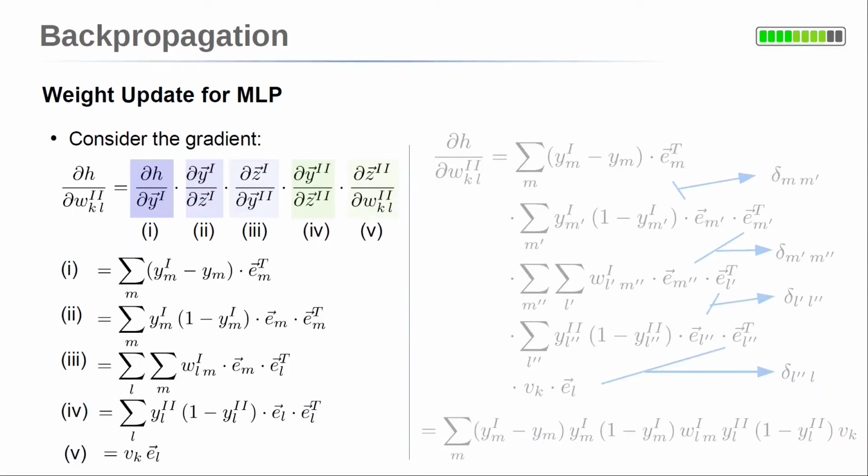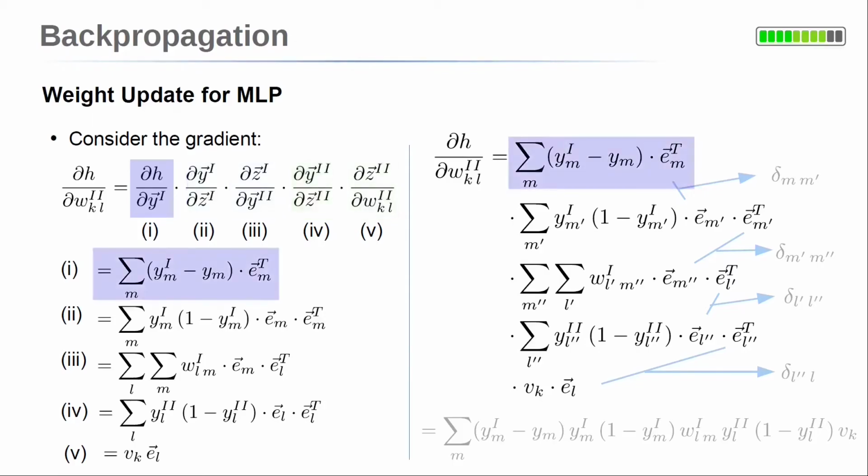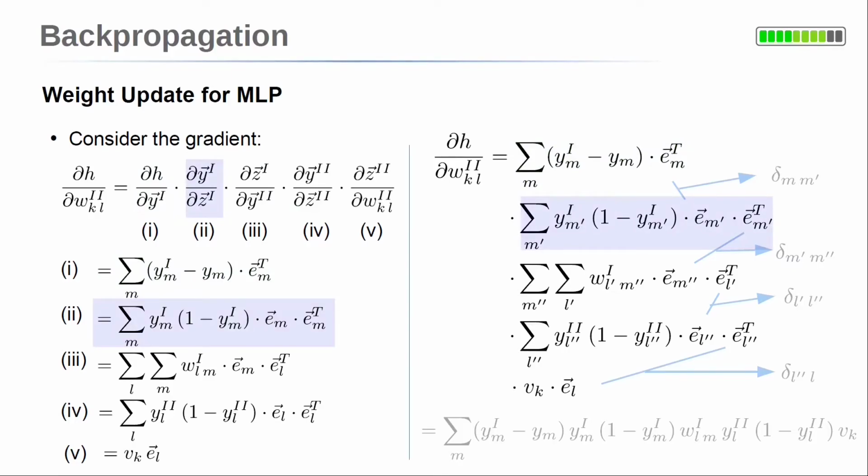Now we can put everything together. On the left side, the expression of the cost function derivative with respect to the hidden layer weight wkl is shown. According to the chain rule, it has 5 contributions. The results calculated are summarized and can be substituted into the cost function derivative. The result is shown on the right.